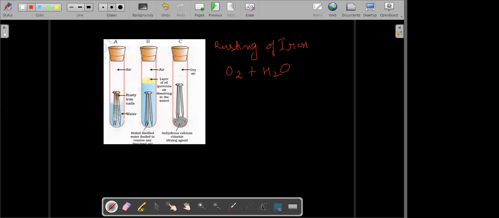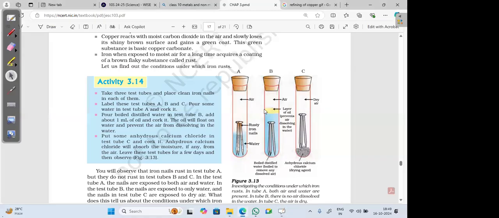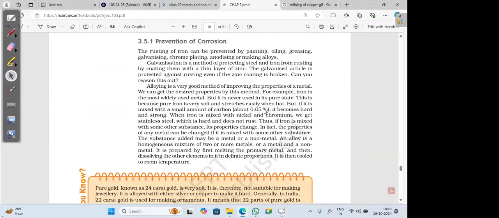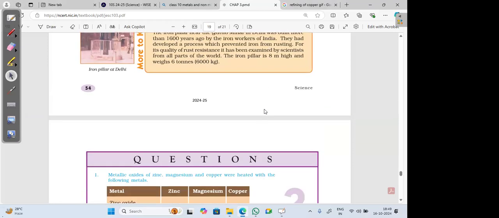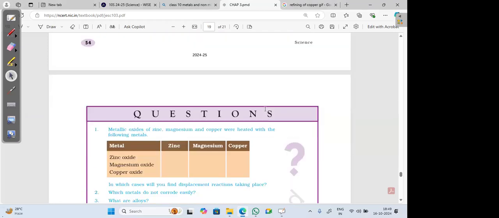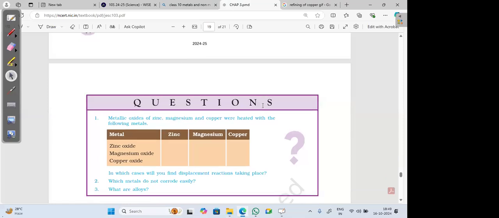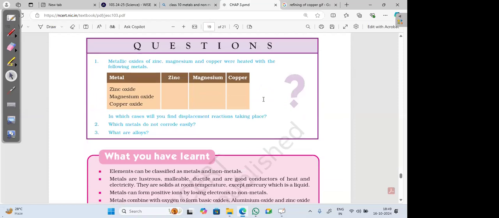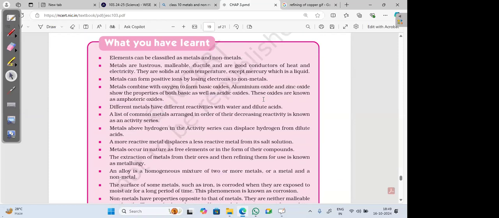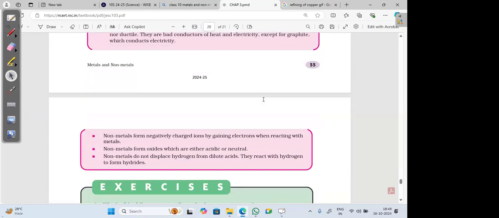Got it, everyone? So with this, I hope we have completed this chapter of chemistry. And you can study the prevention of corrosion. Of course, there are various methods like oiling, galvanizing, and formation of alloys. These are some of the methods by which you can prevent the rusting of iron.